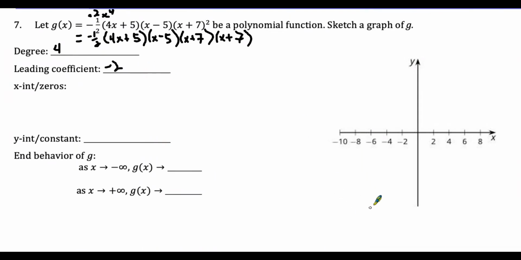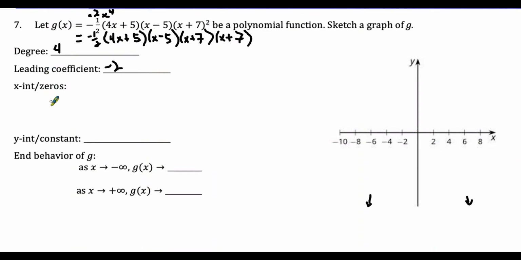Now, let me talk about what that means on the graph real quick. If I have a fourth degree, that's an even degree, and a negative leading coefficient, that means that my end behaviors will both be going down. Even degree, negative leading coefficient.